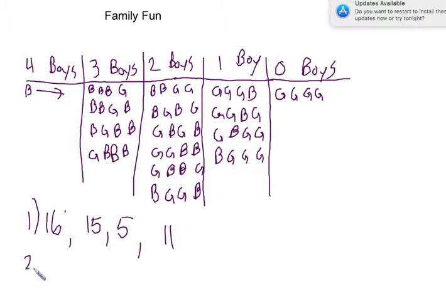Okay. So number 2. What is the probability that a family of 4 children will have 2 girls and 2 boys? 2 girls and 2 boys. There's 1, 2, 3, 4, 5, 6 of those, and there's a total of 16. So 6 over 16, which would be 3 over 8. If you reduce it, you can just divide it into a fraction, just 0.375.